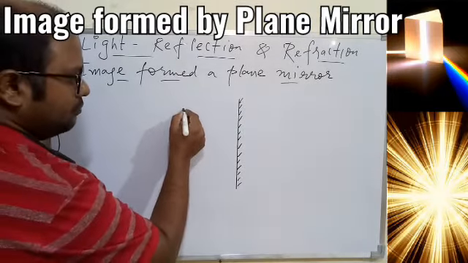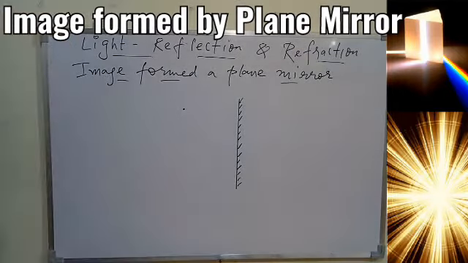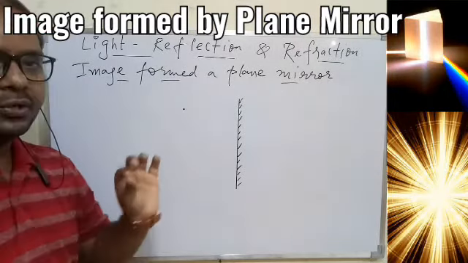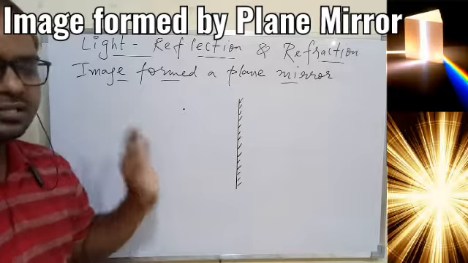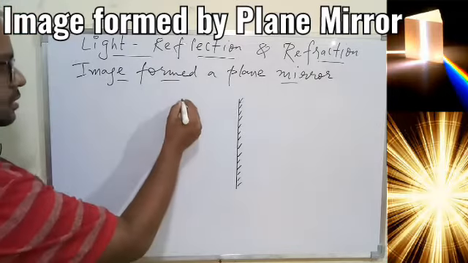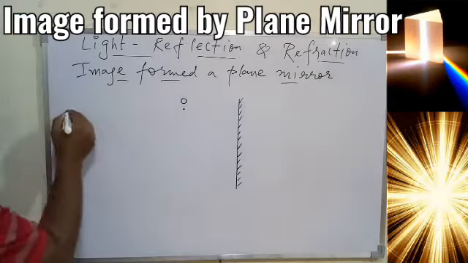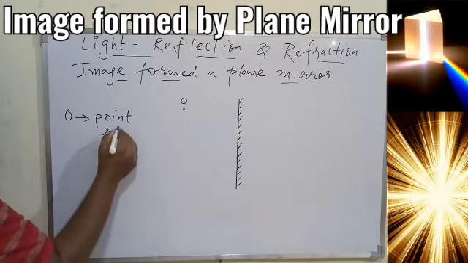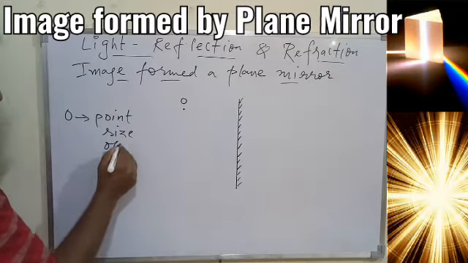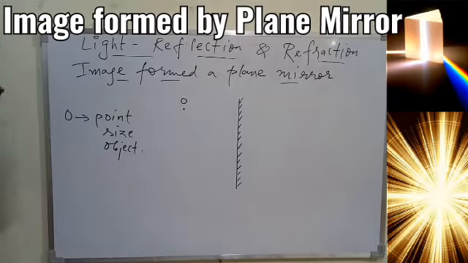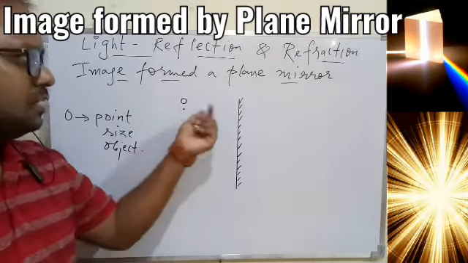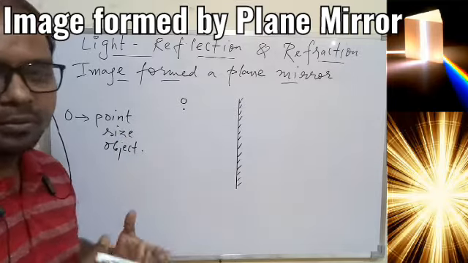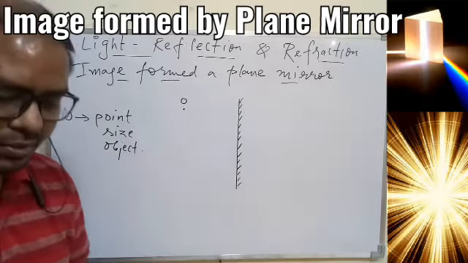So very first, let's try to find out, if we have any dot, then what kind of image will be formed by the plane mirror for this particular dot only. That is, a dot is nothing but a point size object. So I am marking this as O, and O is nothing but a point size object. Okay, so we have placed a point size object in front of the plane mirror, and now we have to see what kind of image will be formed by the plane mirror and where will it be formed.